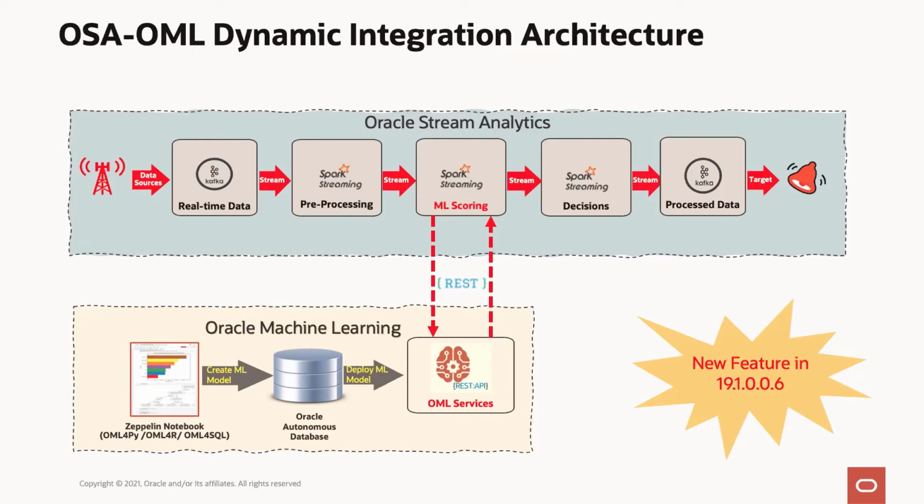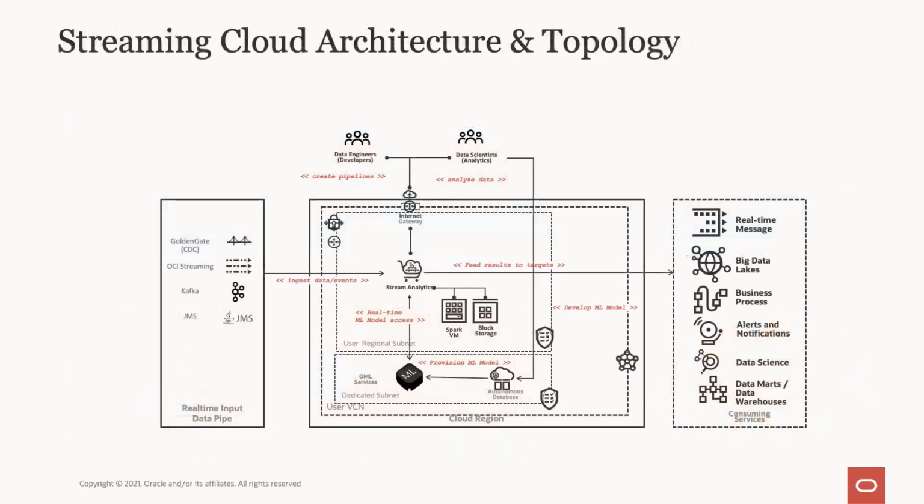So now let's get into the actual cloud architecture and topology. You have various sources that are coming in. And before that, first the data scientist would analyze the data, then prepare the data on the autonomous database, and they would deploy it on the OML services. So you can see that the data scientist would first prepare the data model on the autonomous database and then provision it on the OML services. It could be on a separate subnet, or it could be on a separate region as well.